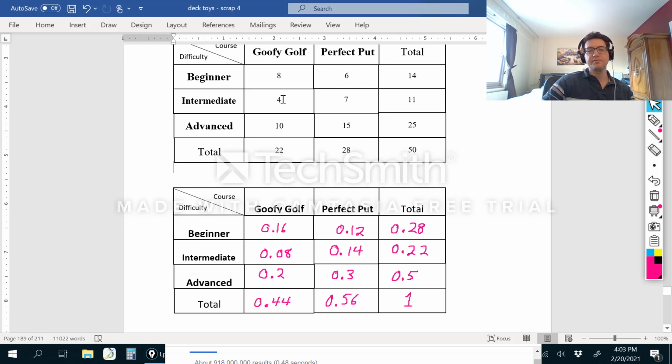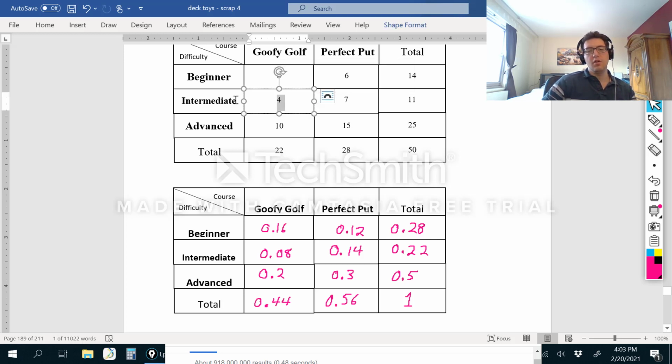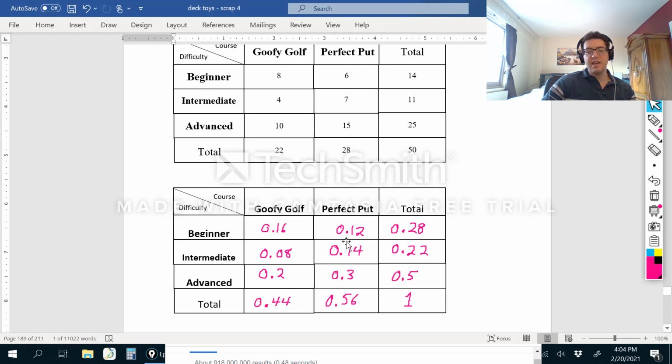So for example, there are 4 intermediate holes at the Goofy Golf course. There are 7 intermediate holes at the Perfect Putt course. The total number of intermediate holes is 11, 4 plus 7. It works the same way over here in the relative frequency table.